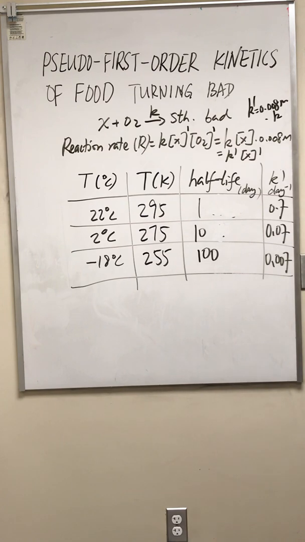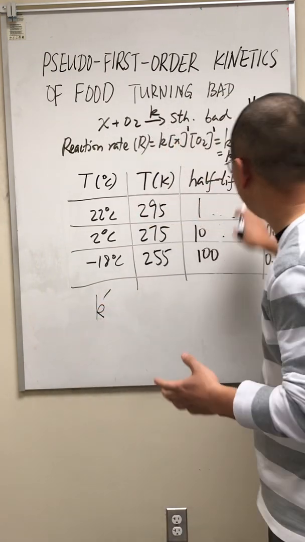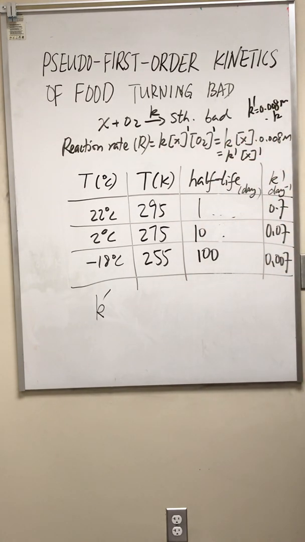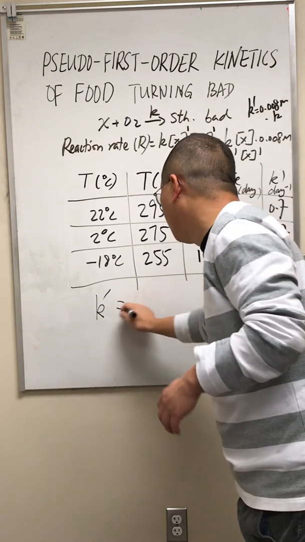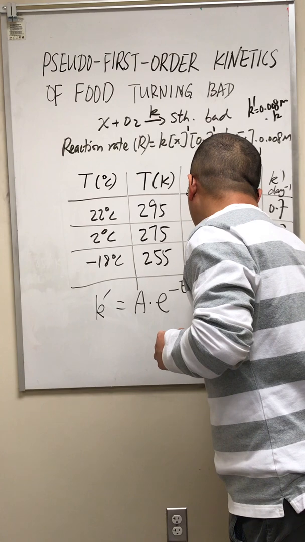How do we analyze this? We know the reaction rate constant. I'm using k prime here just to remind you this k prime is actually k times the concentration of O2. So it's equal to A times e to the power of negative activation energy over RT.